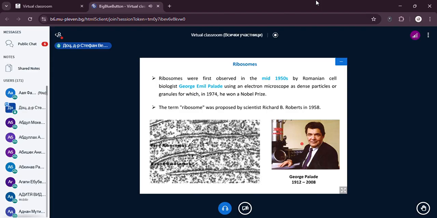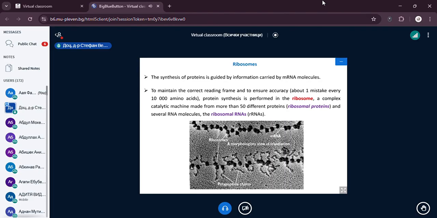Here you see George Palade and his electron microscope, and that's an original electron micrograph he made, and these are the cisterns of endoplasmic reticulum, and you see ribosomes which are attached to the surface of the endoplasmic reticulum, and this is rough endoplasmic reticulum, but you also see free ribosomes in the cytoplasm. So ribosomes can exist in two forms, either free or bound to the surface of the endoplasmic reticulum in the form of rough endoplasmic reticulum.